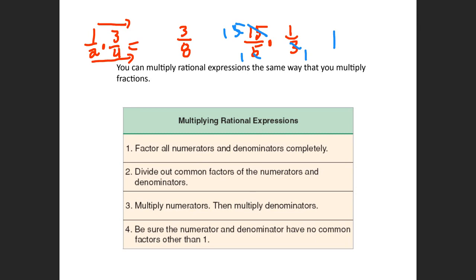So, multiplying rational expressions: factor all the numerators and denominators completely. Kids that don't know how to factor are going to struggle this week. Divide out any common factors. Multiply the numerators and multiply the denominators. Be sure you don't have any like terms in there that we can cross off.